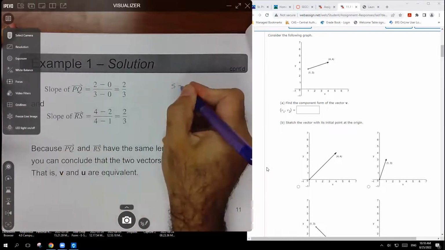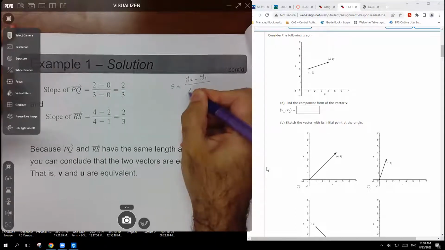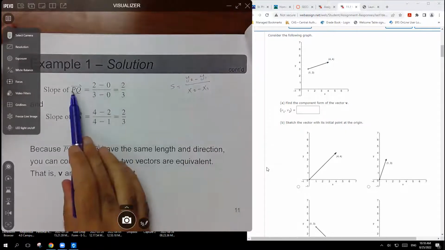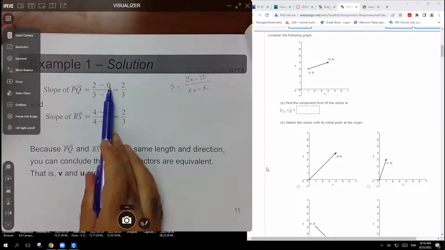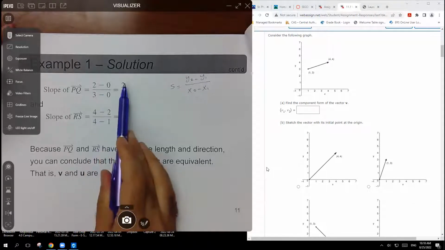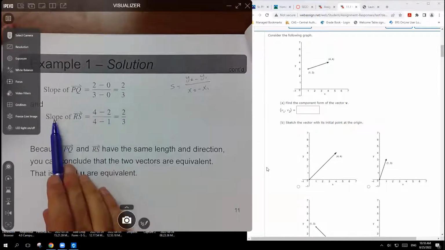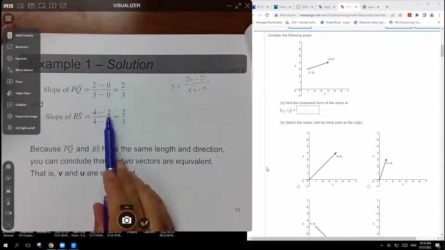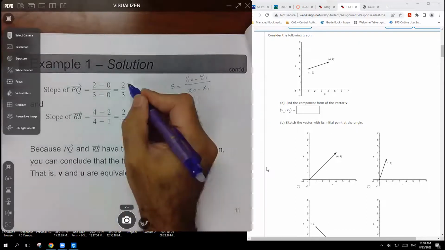The slope rule is going to be y2 minus y1 over x2 minus x1. We're going to use exactly the same 2 points. The first one, between P and Q, is going to be 2 minus 0 over 3 minus 0, so the slope is 2 over 3. With the second one, between the points R and S, the slope is going to be 4 minus 2 over 4 minus 1, which is 2 over 3. That's when we have exactly the same slope.